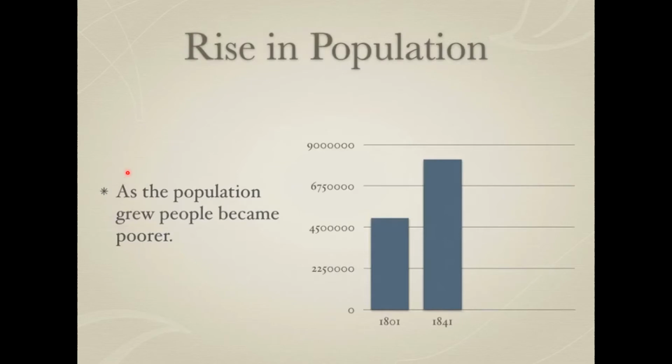So as we know, as the presentation started last week, the population rose from 1801 to 1841 by 3.5 million. Once the population rose, the need for food rose, and that food wasn't there to cater for the people. So that was one main reason. As the population grew, people became poorer because they had to depend on the same amount of land and the same amount of crops.